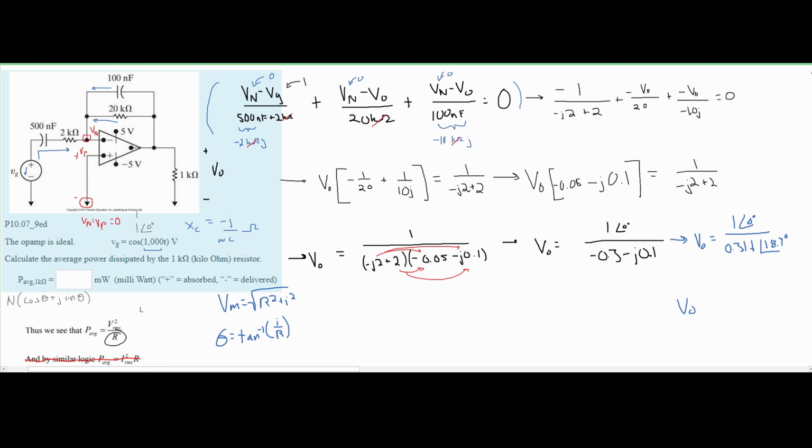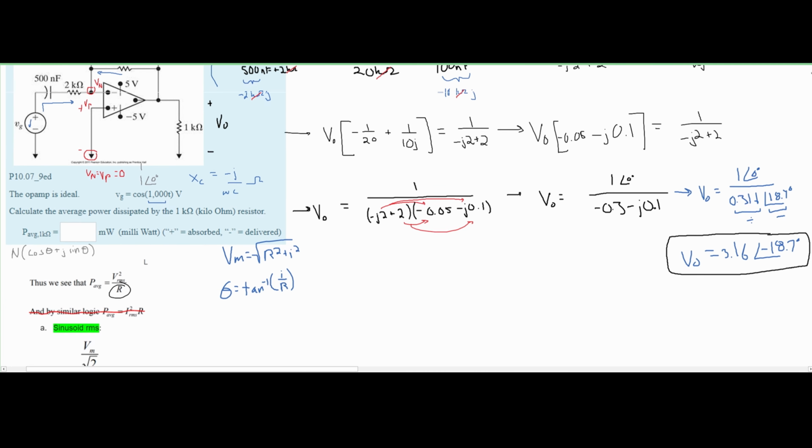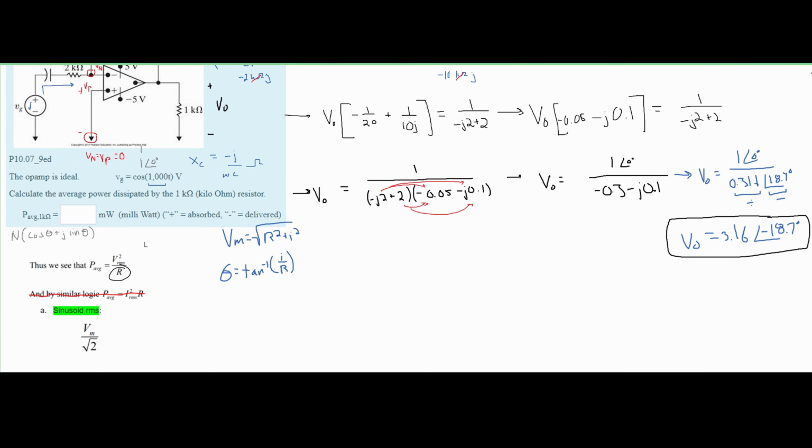Now when we divide this, we have 1 divided by our 0.316, and this is going to give us a V naught equal to approximately 3.16, and then with our angle we are just going to subtract. Again, we divide these first two, the real numbers, and then with the degrees we subtract the bottom from the top. So we are going to have a negative 18.7 degrees. So this is going to be our V naught. And we know in doing this, all we actually needed was our Vm right here. And we know our Vm to be this 3.16.